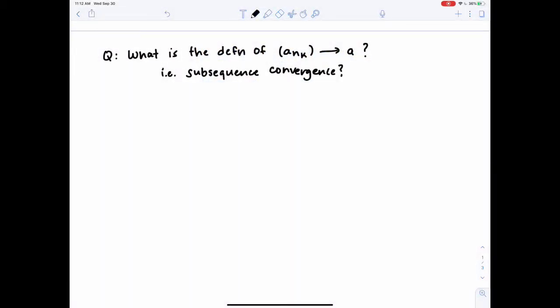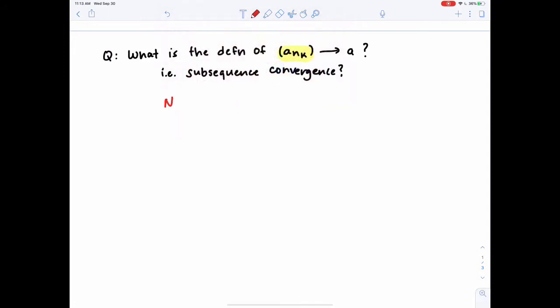So if we're going to be studying the convergence and divergence behavior of subsequences of some larger parent sequence, we want to have a good understanding of what the definition of subsequence convergence is. So what would it mean if I said that a_{n_k} converges to a? Well, remember, a_{n_k} is itself a sequence, so the definition of this should be really similar to the definition of just regular convergence. The only thing that's different here is that k is our value that's indexing our sequence.